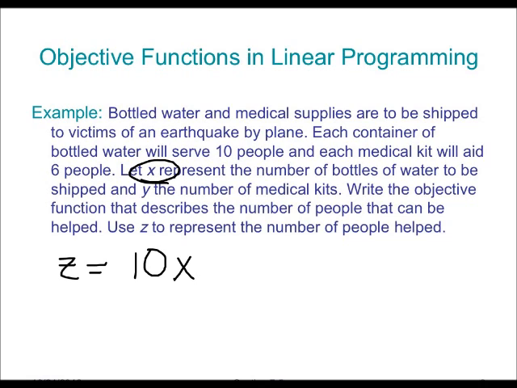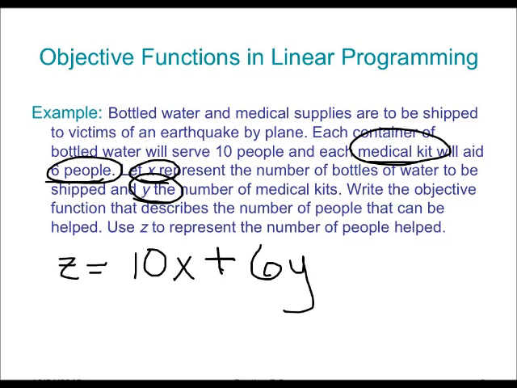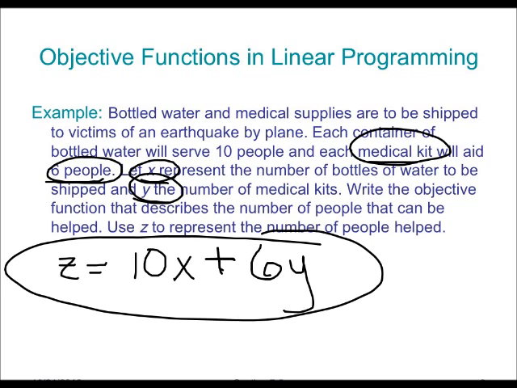Okay, we also have medical kits, and each medical kit will aid 6 people. So for every medical kit, we're going to help 6 people. So we have the bottled water. We also have the medical kits we're going to add, and it's 6 people for each medical kit. For each is the same thing, it's a rate. You're going to multiply, and we decided to use y as our variable, so we have 6y. This function, z equals 10x plus 6y, that's called an objective function.